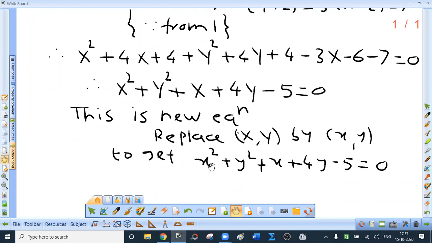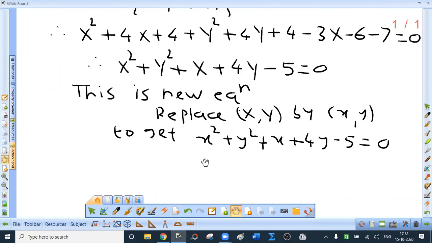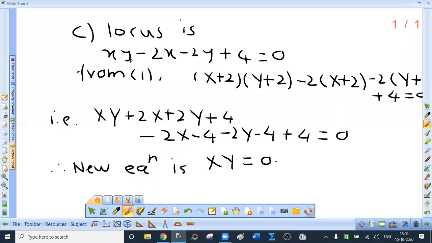So this is about B part. Okay. We'll be doing C part. Again, D part for homework. C part, this is the old equation. Now from 1, what is small x? Capital X plus 2. Small y, capital Y plus 2. Replace small x, small y by these. Simplify, you get xy equal to 0.